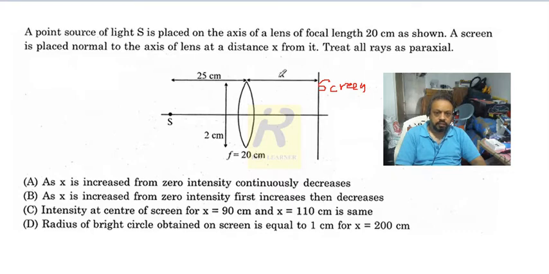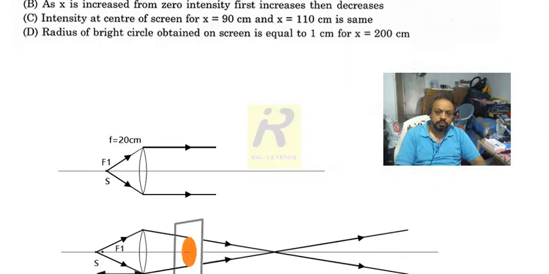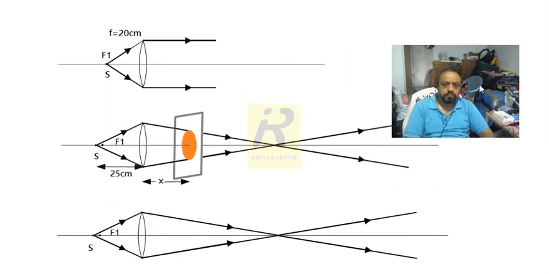They are saying the screen is at a variable distance x from the lens. So in this part of the question, they are saying just alter the position of the screen and look into the nature of the image as a function of intensity. Then you have to choose the best choice. You must be careful about this picture, so keep this in mind.